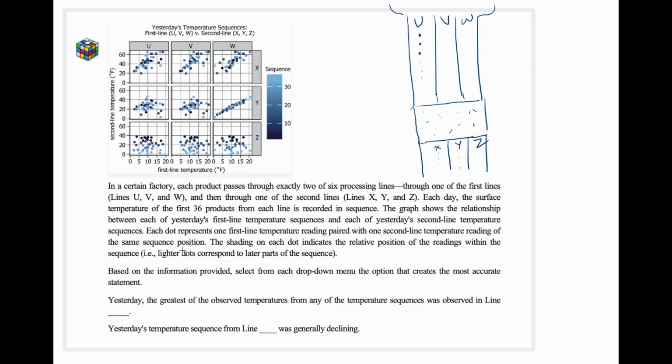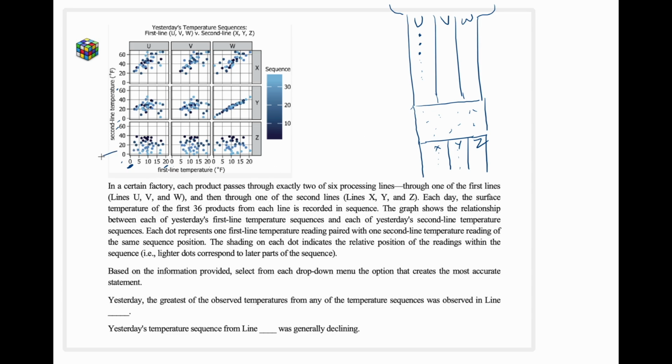The graph shows a relationship between each of yesterday's first line temperature sequences and each of yesterday's second line temperature sequences. So the relation between, I see the first line temperature sequences are U, V and W, and the second line is X, Y and Z. And if I actually look closely, I see that the graph starts from 0, goes till 20, starts from 0, goes till 20, starts from 0, goes till 60, starts from 0, goes till 60. So essentially it is 9 smaller graphs put together.